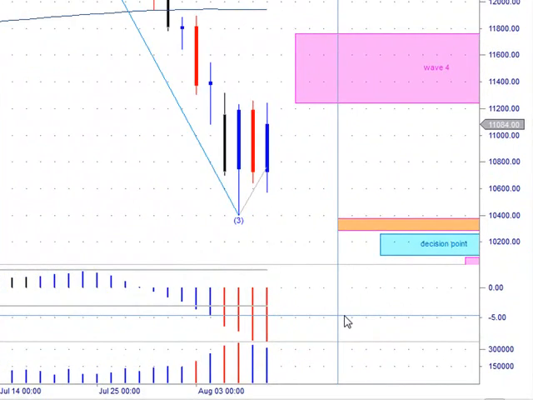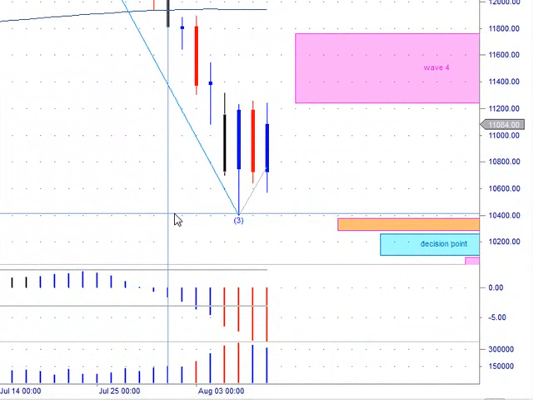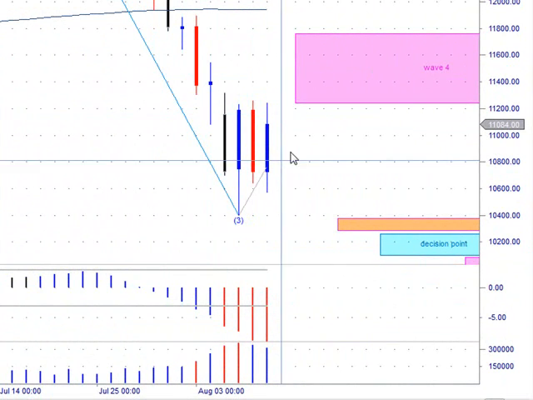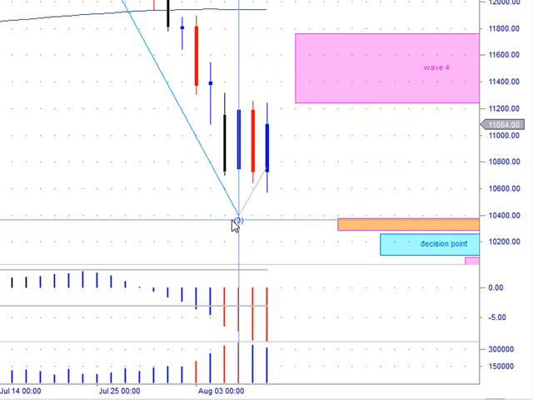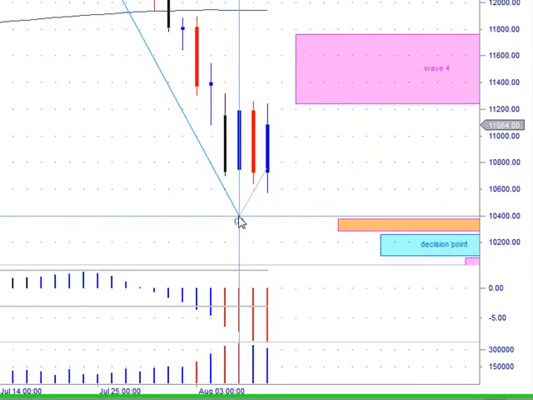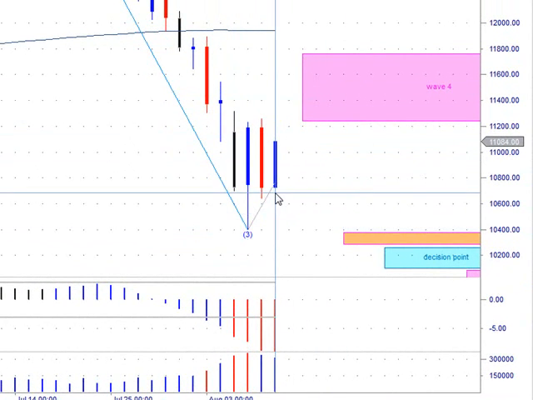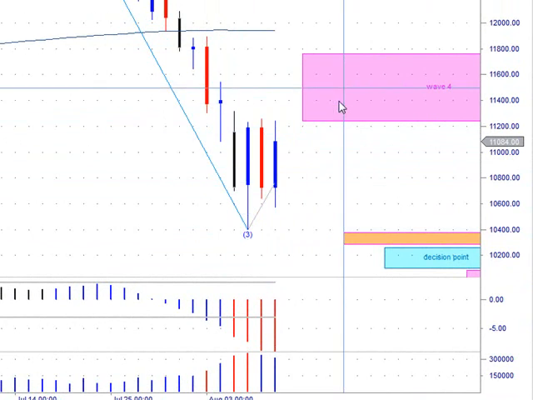This is the MTPredictor weekly update for August 21st. When we left off last week, this was the position of the Dow. We had wave 3 down. Again, this is the Dow mini daily chart. I projected the wave 4 and said that we're probably going to retrace into this wave 4 resistance area.